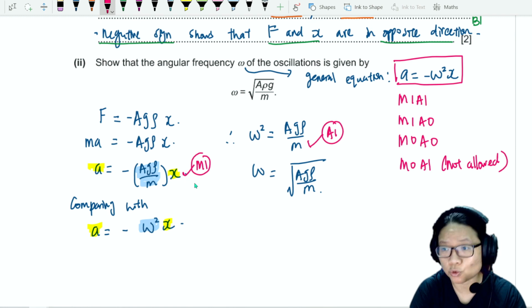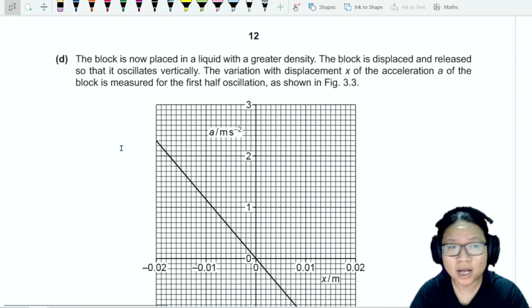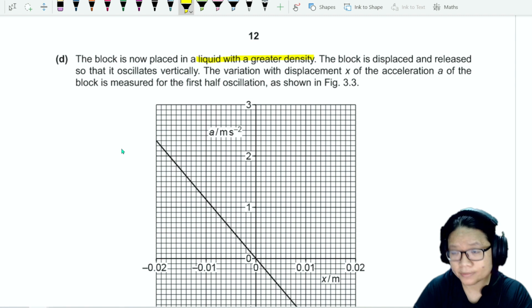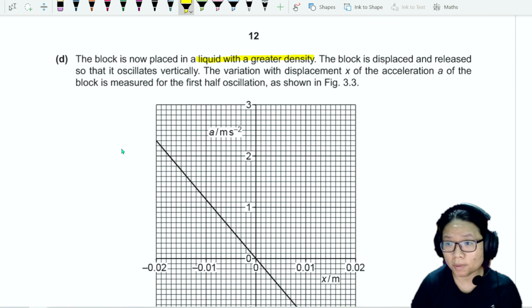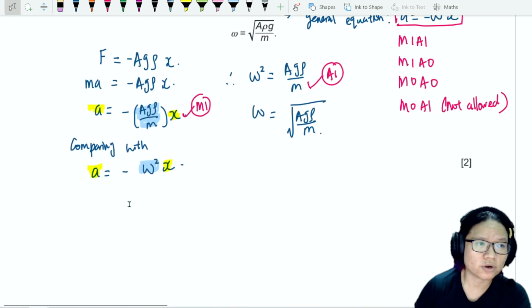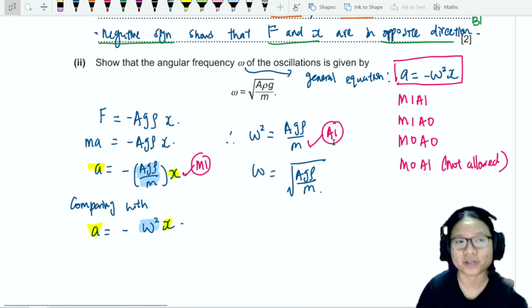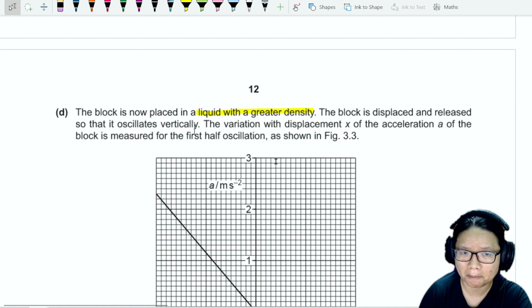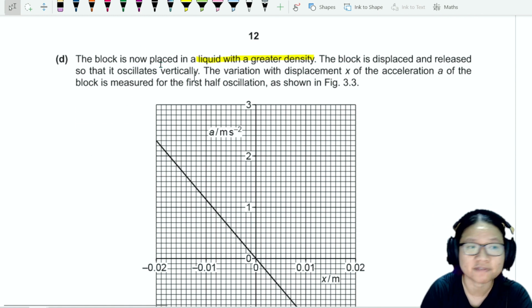All right, that's it for part C. Let's move on to the next part, Part D. The block is now placed in a liquid with greater density. Okay, so it doesn't really matter that the density has changed. That only affects the value of omega, right? As long as inside the liquid itself the density is the same, our object is still in simple harmonic motion. It will change the frequency or the value of omega or the period, but otherwise everything else should stay the same.